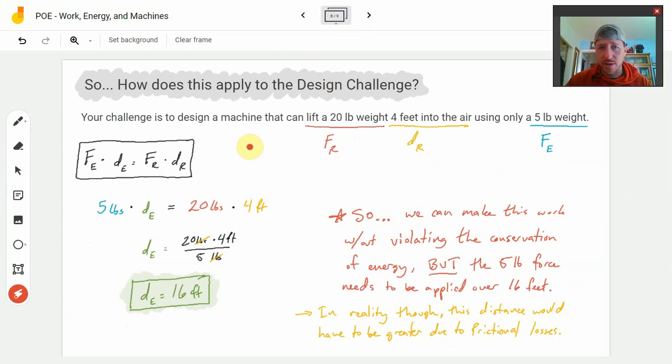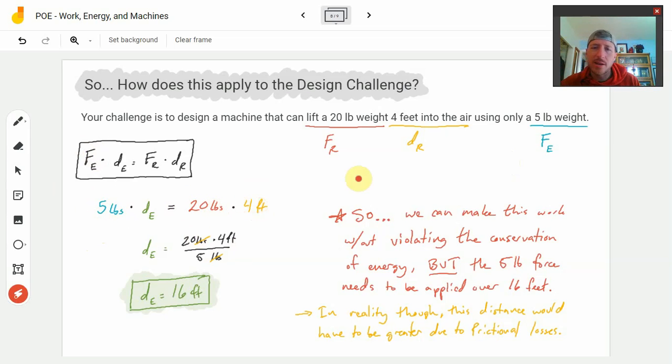So when we look at the design challenge, we're trying to lift a 20-pound weight 4 feet into the air. In order to lift a 20-pound weight, we need to apply 20 pounds of force, and we need to apply that over a distance of 4 feet. So our resistance force and distance are 20 pounds and 4 feet. But we only have 5 pounds of force that we can apply. A 5-pound weight under the force of gravity can apply a force of 5 pounds. So we have an effort force of 5 pounds, a resistance force of 20 pounds, and a resistance distance of 4 feet.